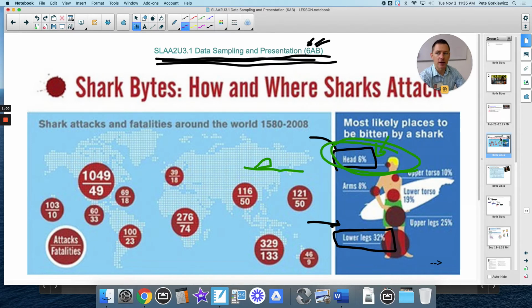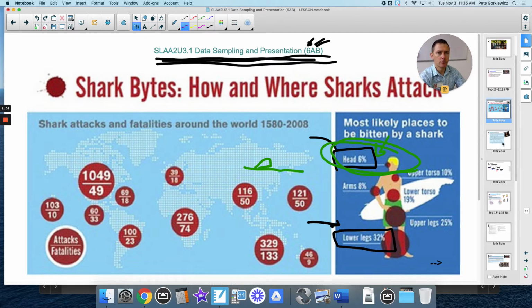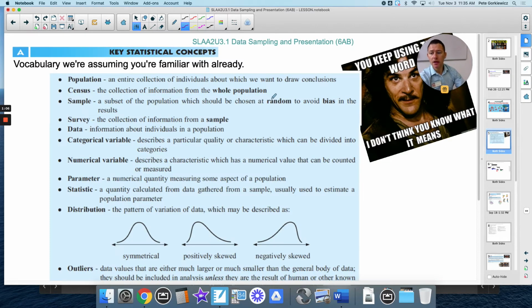What we want to do today is look at the basics of how we take data and how we portray it. Here's some vocabulary. I want you to make sure you know what you're talking about.